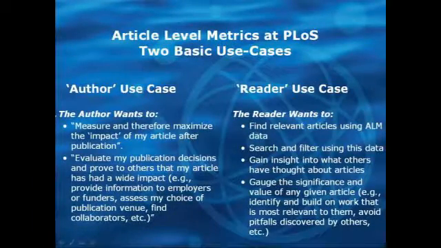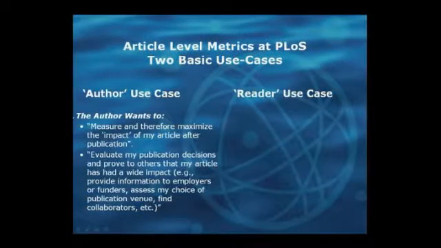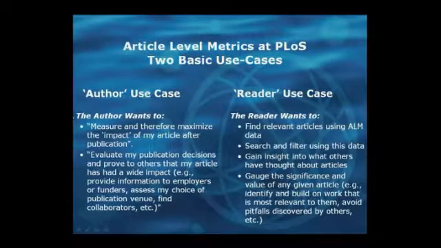So we effectively have 2 use cases, an author use case and a reader use case. As an author, you want to measure and maximize the impact of your article after publication, and you want to evaluate your publication decisions and show to others that the articles had a wider impact of some sort. And as a reader, the reader wants to find relevant articles using this ALM data. They want to search and filter using that data. They want to gain insight into what others have thought about the articles so they don't repeat mistakes, that kind of thing. And they want to see how significant any given article is. So those are the 2 use cases we apply.